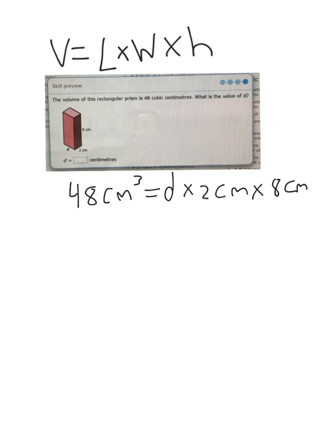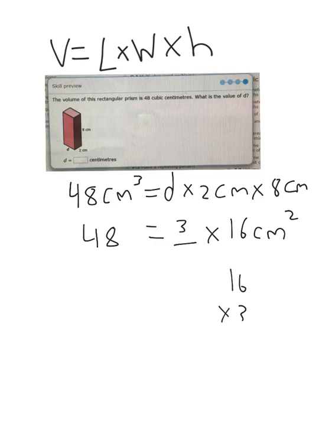Now, if you're good with numbers, you might be able to just think, what times, and I know that 2 times 8 is 16, so what times, and I'm going to change that to centimeters squared now, what times 16 equals 48? In my mind, I can figure out that's 3. I can check it down here, 3 centimeters. 3 times 6 is 18, 8 down, 1 up. 1 times 3 is 3, plus 1 is 4. So I already have my answer. It's going to be 3 centimeters. But I'm going to show you how you would figure it out algebraically.